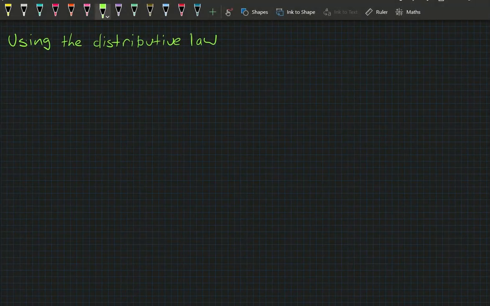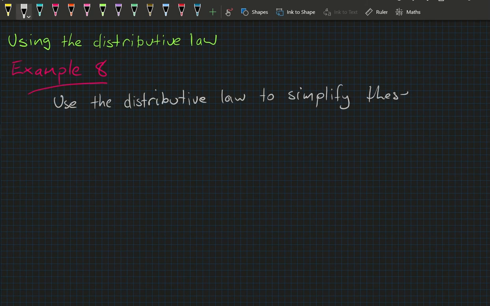Using the distributive law with surds is no different to using it with any other real number. So as long as we know all our rules about multiplying and dividing surds, this won't make a difference. So let's just get straight into example 8, where we're going to use the distributive law to simplify these expressions.